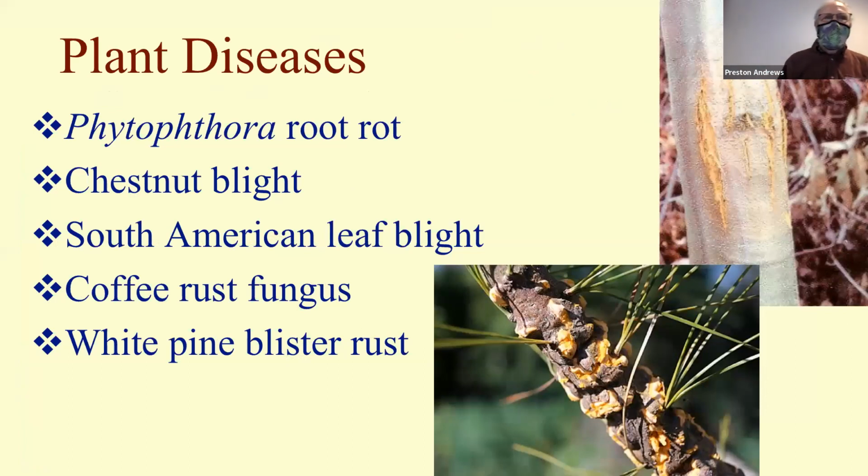Plant diseases. Phytophthora root rot infects avocados and bananas, citrus, potatoes, raspberries. It came in the soil in Wardian cases. Chestnut blight came in Wardian cases and has essentially killed all of the American chestnuts. And it came with Japanese chestnuts. The South American leaf blight fungus devastated the Brazilian rubber industry. There's a coffee rust fungus that came in Wardian cases. But the one that's closest to us is the white pine blister rust.